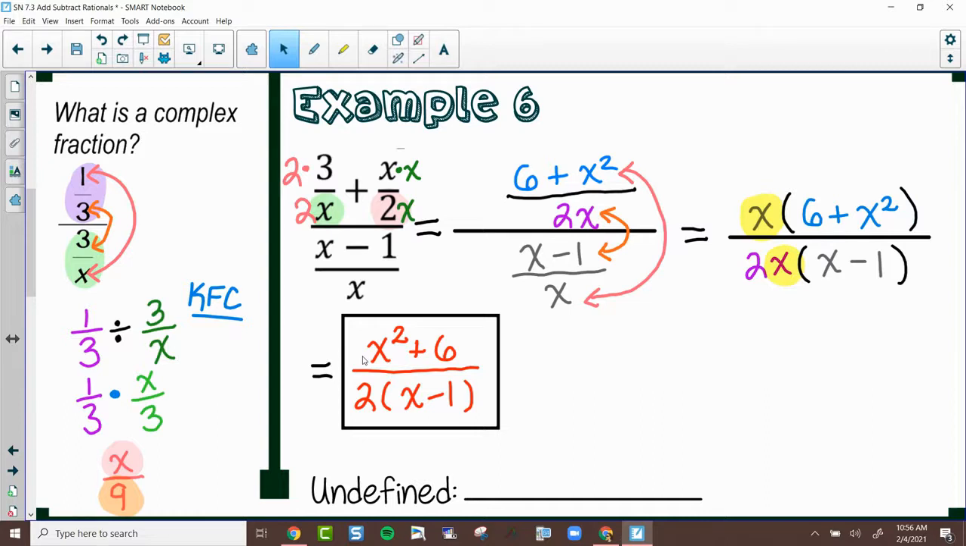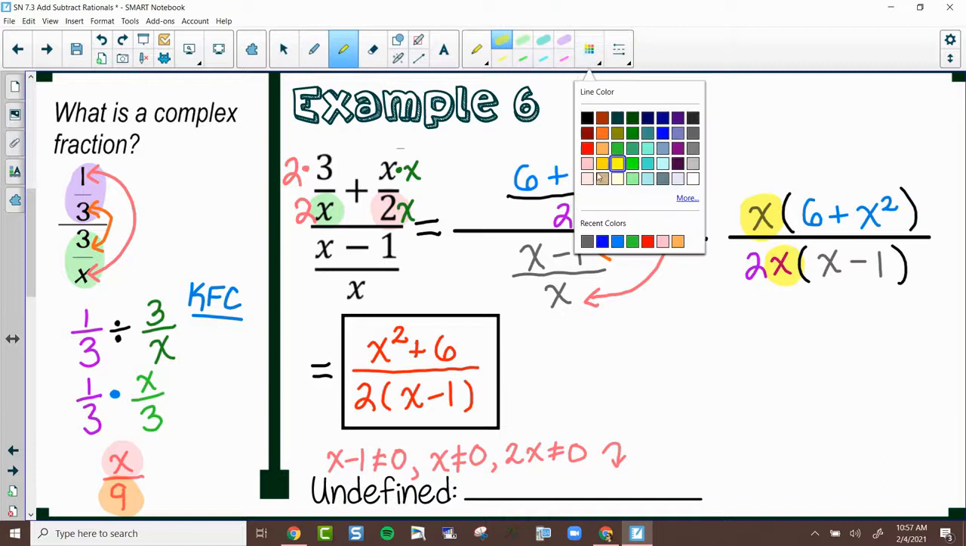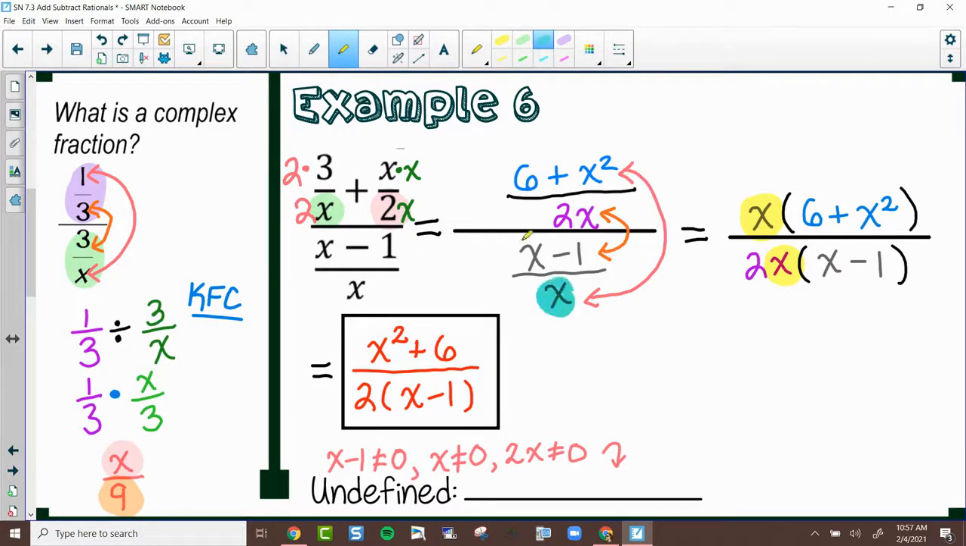And don't forget your undefined. Anytime something's on the denominator, that's a restriction. So you actually have 3 spots, 3 trouble zones for restrictions. So this is on the denominator, this is on the denominator, and this is on the denominator. So 3 restrictions on number 6.